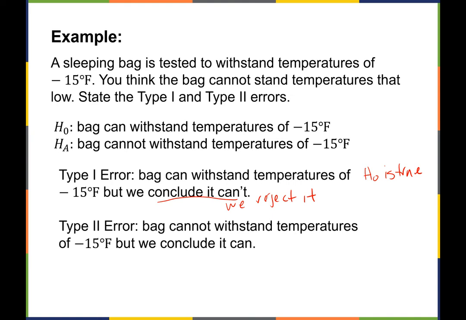The type 2 error, remember, is when the H0 is actually false. Type 2, H0 is false, and we accept it. Remember, these are both errors. They're both not the right choice. Type 2 error, the bag cannot withstand temperature, so we're rejecting the null hypothesis, but we think it can, right? So those are the type 1 and type 2 errors for this example.